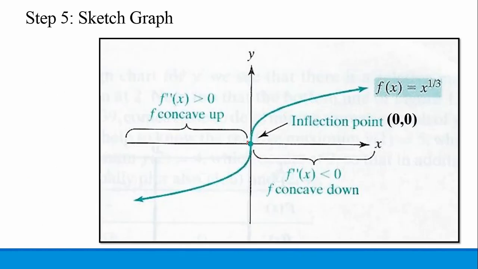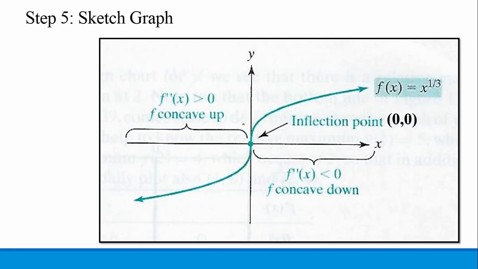You put this point (0, 0) as the inflection point: concave upward, concave downward, and then concave upward. That is how the inflection point looks. And make sure, because it is undefined, the gradient here is perpendicular, vertical. So this is how you get this one.